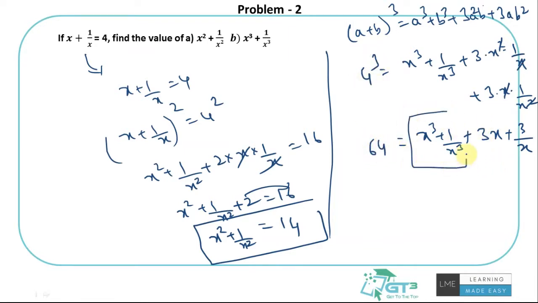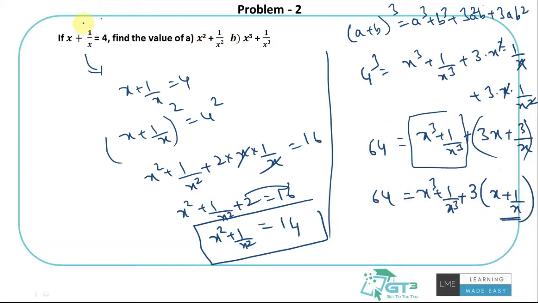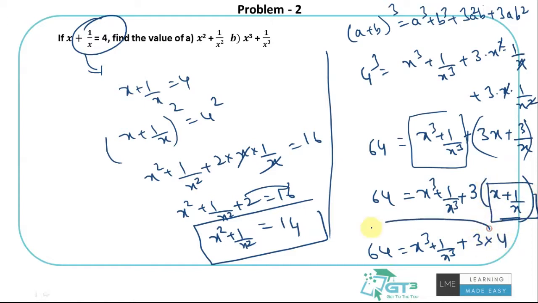Now I have to find the value for this part. If I take 3 common, I get 3 into x plus 1 by x. So x cube plus 1 by x cube plus 3 into x plus 1 by x is 64. I know x plus 1 by x is 4, so 3 into 4 gives 12. So 12 goes to the other side: x cube plus 1 by x cube is 64 minus 12, which is 52. The answer is 52.